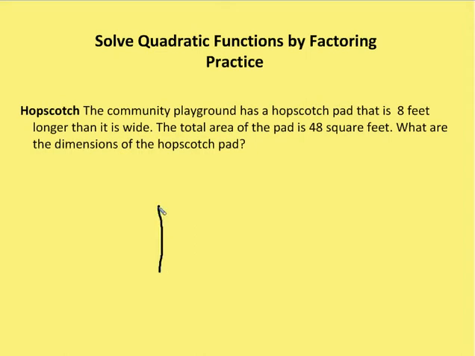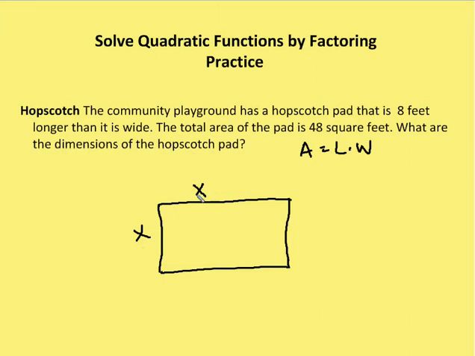Okay, so let's create this hopscotch pad. We know that it's going to be a rectangle in shape. And we know that the area of the rectangle is equal to the length times the width. We know that the width, we're going to call that x, and we know that the length is going to be 8 feet longer than the width. And we know that the total area is 48 square feet.